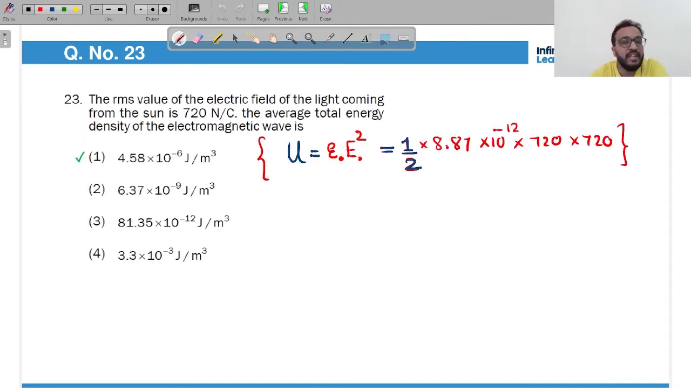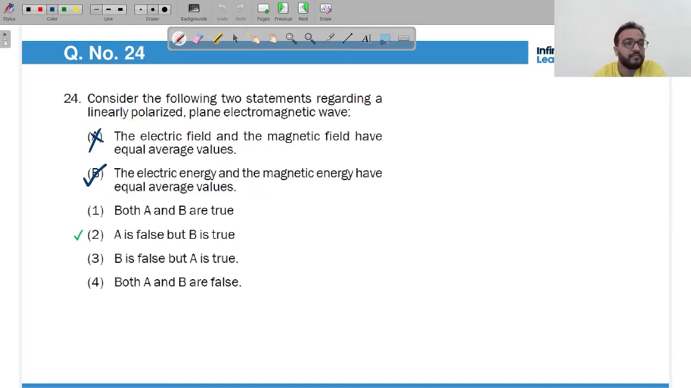The RMS value of the electric field of the light coming from the sun is, so RMS value of electric field is given. The average total energy density. See, average total energy density will be this, epsilon naught E naught square. Remember this, students. Average energy density. This is the formula of average energy density. Epsilon naught E naught square. Just put the values, get your answer.